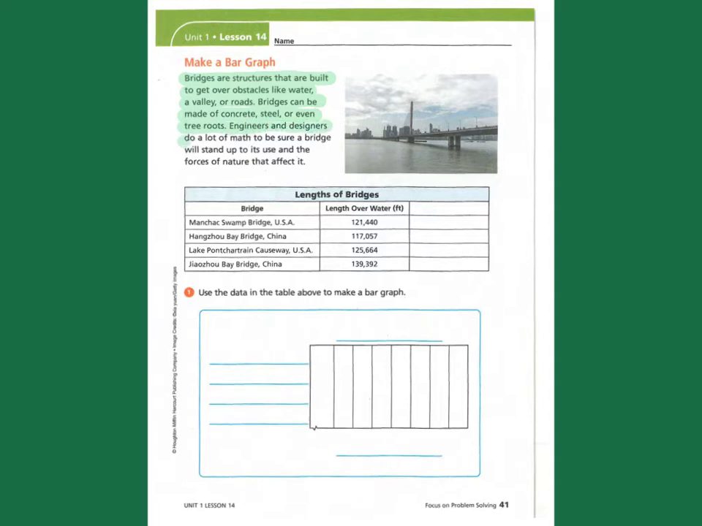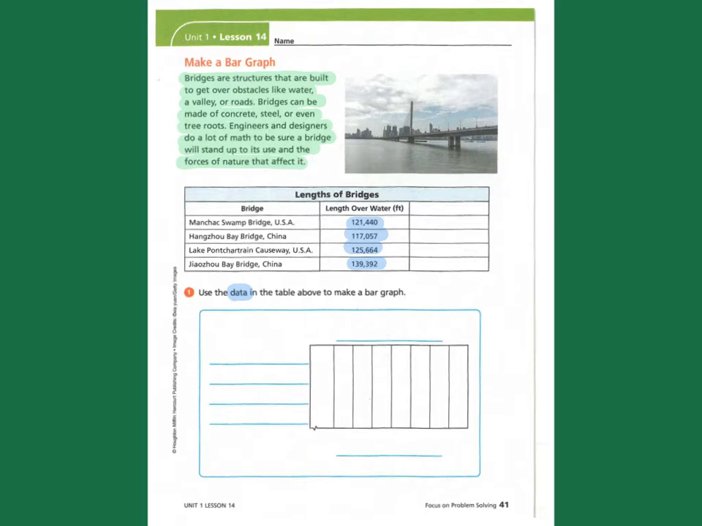Engineers and designers do a lot of math to be sure a bridge will stand up to its use and the forces of nature that affect it. Let's consider the data in the table below. Now, when I say the word data, what I really mean is the numbers that are being collected. So a group of numbers, and in this case, it's all of this data here. The length over water of these bridges, okay?